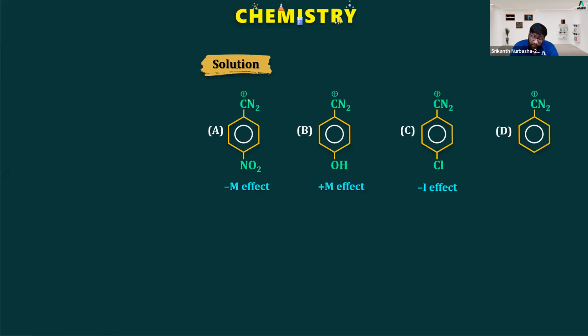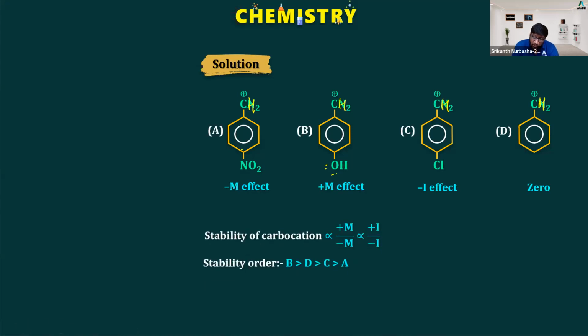So we have CH2 plus everywhere. So minus M effect is withdrawing the electron density, thereby increasing the charge, thereby making it destabilized. OH is actually donating the electron density, thereby reducing the charge and making it more stable. Cl is also withdrawing the electron density. So which will withdraw the electron density greatly?